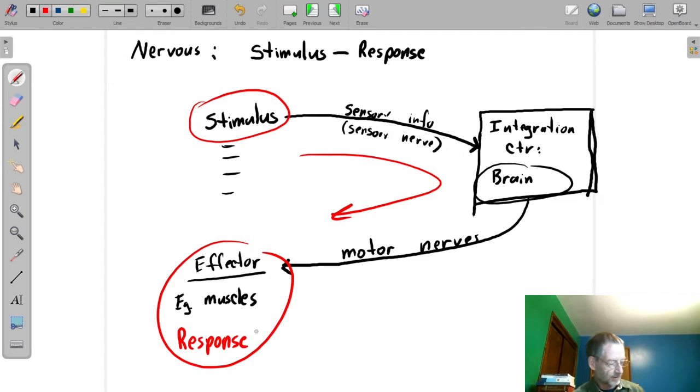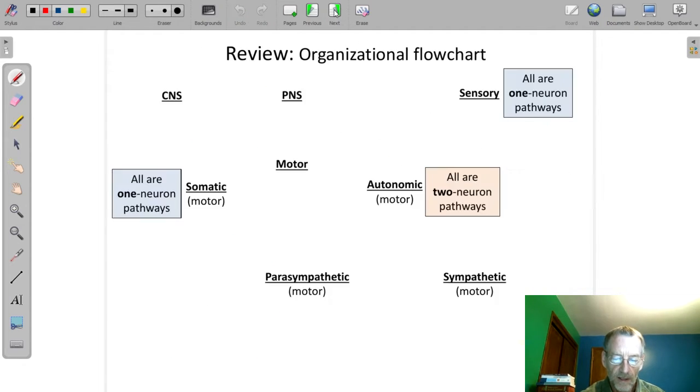Okay? So let's go ahead and get started on this next slide. But keep this picture in mind, because the next slide is putting the details into this basic picture, or a few details. So here's what I like to call an organizational flow chart of the nervous system.